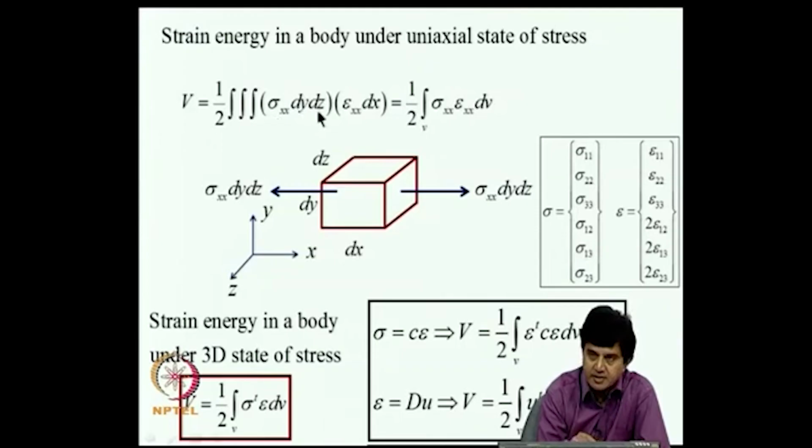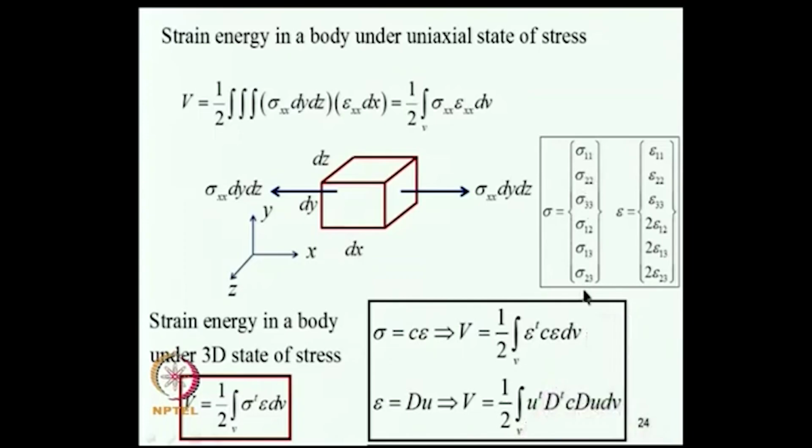The force is sigma xx dy dz and the displacement is strain times dx, and there is a half because the load is applied gradually, and we can write this as half times the integral over V of sigma xx epsilon xx dV. Now, if the body is in a multiple state of stress, that means all stress components are acting simultaneously, then this logic can be extended, and the equation for strain energy over the entire volume can be written in terms of the stress vector and strain vector in this form.